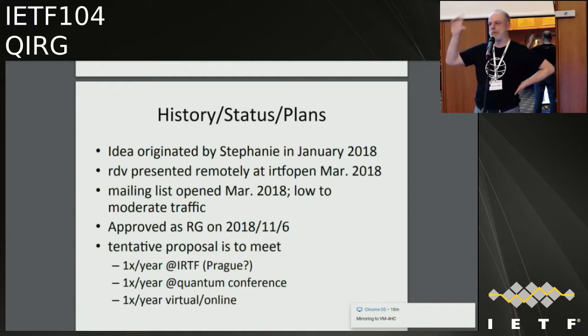And let's see, next page. So the history and status of this group, just very quickly, for those of you who are in the room for the first time or hearing about this for the first time. Stephanie originated the idea of having this research group in January of 2018. I gave a presentation remotely at the IETF Open in March of 2018. We opened the mailing list after that, and we were approved tentatively as a proposed research group in November and met in Bangkok, where we had an overflow room, 120 or so people I think were on the blue sheets. And our proposed plan, which we may or may not stick to in its entirety, is to meet once a year here at IETF, and once a year at a quantum conference, and once a year virtually or online, just sort of roughly.